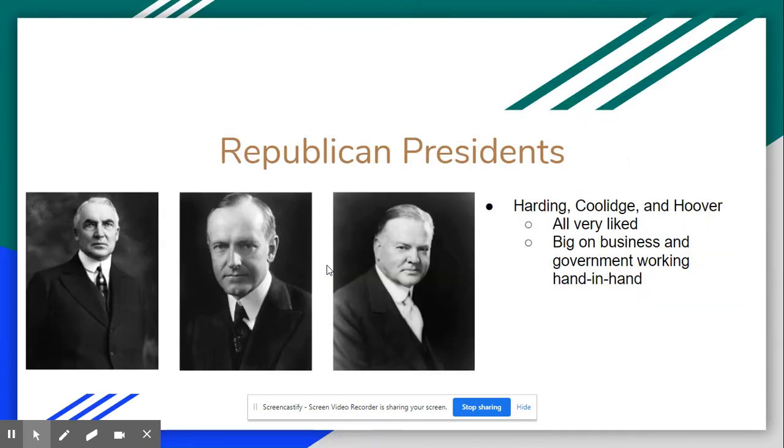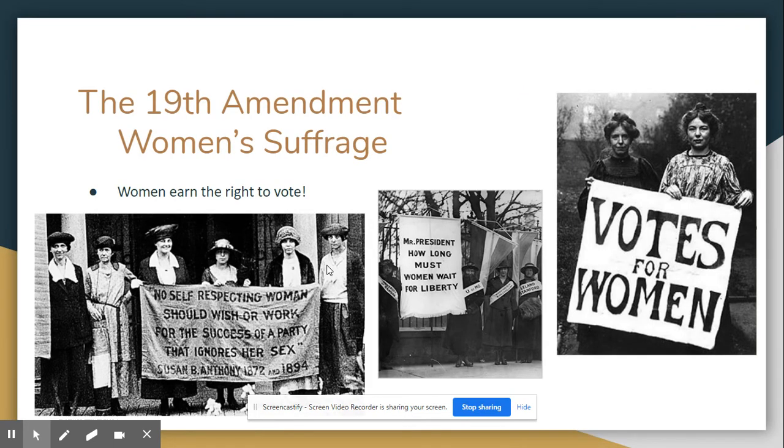Republican presidents Harding, Coolidge, and Hoover were all very big on business and government working hand in hand together. The 19th Amendment came along as well. This is women's suffrage, where women earned the right to vote.